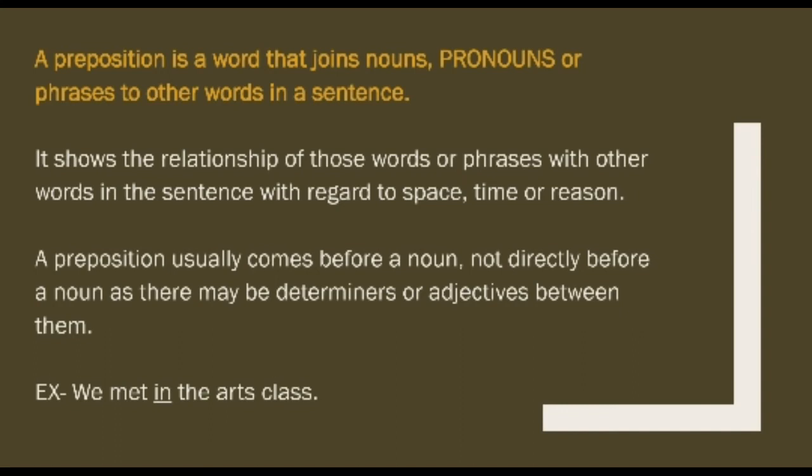A preposition is a word that joins nouns, pronouns, or phrases to other words in a sentence. And what does it show? It shows the relationship of those words with other words in a sentence. It is basically used to show the relationship between the different words present in the sentence. It usually comes before a noun, not directly before a noun. There may be determiners or adjectives between them.